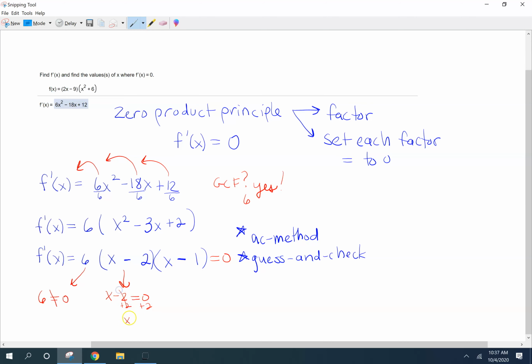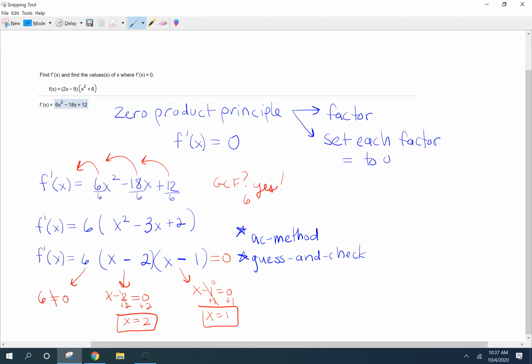Well, x would just have to be a positive 2. So if x is a positive 2, 2 minus 2 would be 0. And 0 times anything is 0. So that's one possibility. And then again, the binomial x minus 1 could be 0 if x is a 1. 1 minus 1 would be 0, right? So we got those same two answers from when we did quadratic formula, 1 and 2. And you don't need to know this for test 2, but it'll come up on test 3.